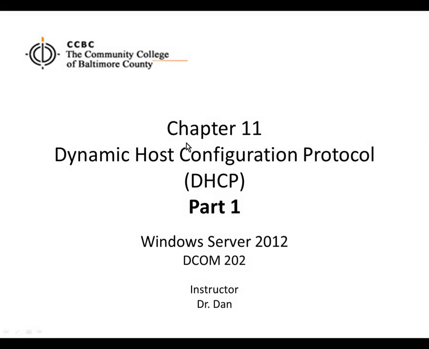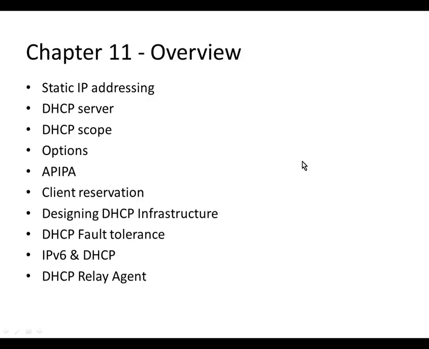Let's get started on Chapter 11, the Dynamic Host Configuration Protocol. In this chapter, we will discuss static IP addressing, DHCP server, DHCP scope, options, automatic private IP addressing, client reservations, designing the DHCP infrastructure, DHCP fault tolerance, IPv6 and DHCP, and DHCP relay agent.